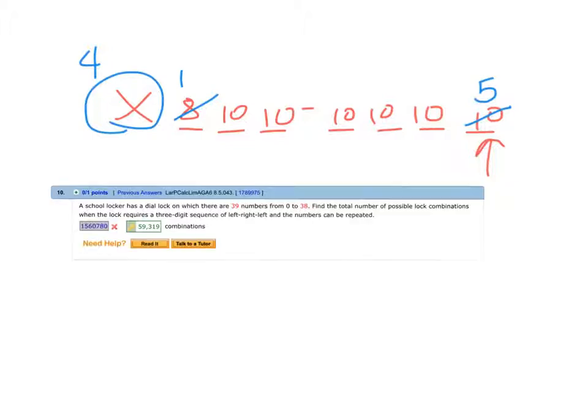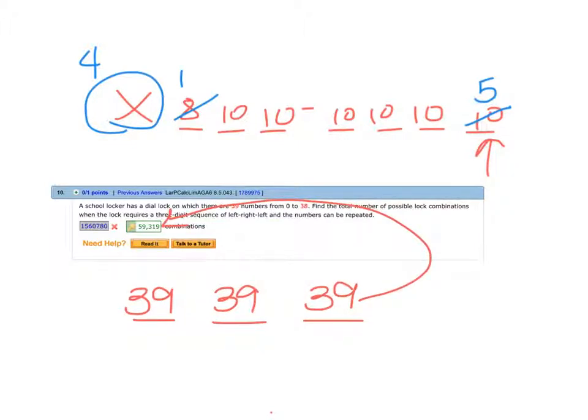All right, so the quiz. Number 10 said a school locker has a lock dial on which there's 39 numbers from 0 to 38. Find the total number of lock combinations when the lock requires a 3-digit sequence of left, right, left, and the numbers can be repeated. So there's 3 different numbers I'm looking for, and each of them comes from 39 options, which means this is 39 times 39 times 39, which is 59,319. If it had said it couldn't be repeated, then it'd be 39, then 38, then 37, okay? But if you can have the same number repeat on a combination, then the left, right doesn't really matter. You're just looking at them as 3 separate ones.